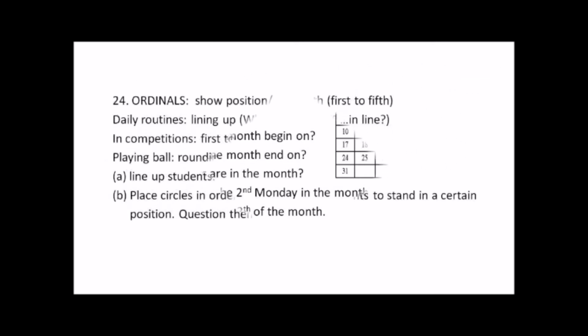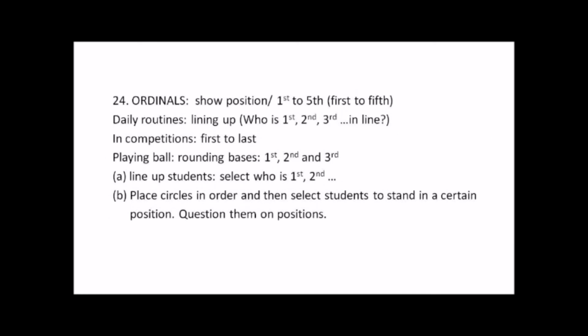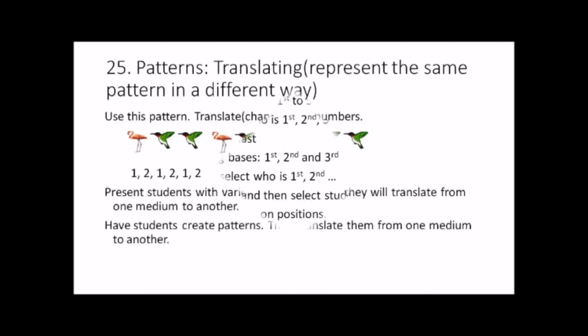Okay, so we move on to 24, ordinals, which show position, 1st to 5th. They can do this as part of their daily routine when they line up: who's 1st, 2nd, 3rd, who's 5th or 10th in line. When they're playing ball, they can be on the bases, 1st, 2nd, 3rd base. You can also place circles in order, and select students to stand in a certain position, like stand in the second circle, and things like that.